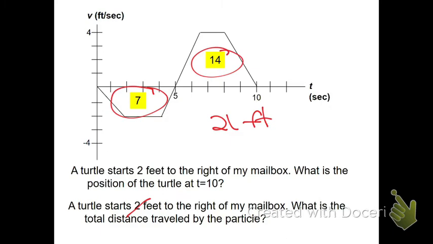That's why the total distance is from A to B, absolute value of velocity. Okay? Because this, we're going to call it a positive 7. You can't have a negative distance. You can't have a negative area.